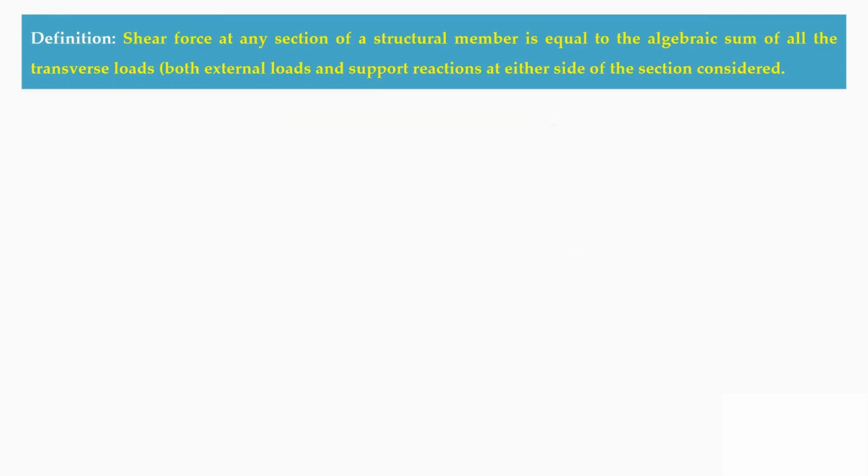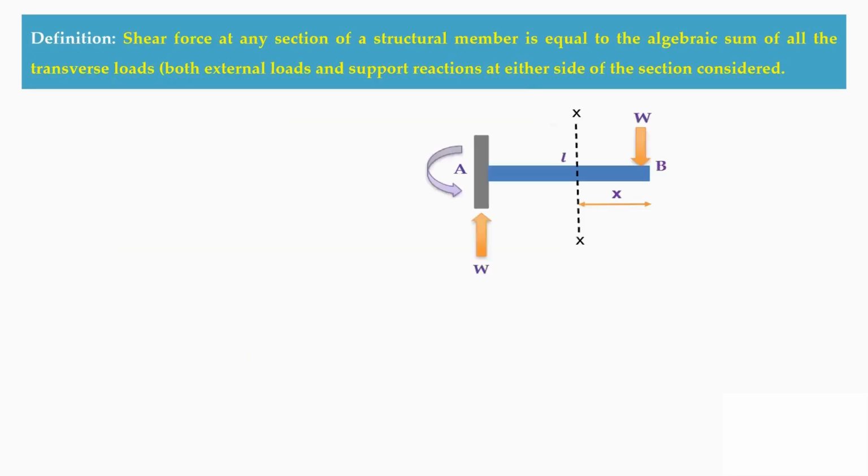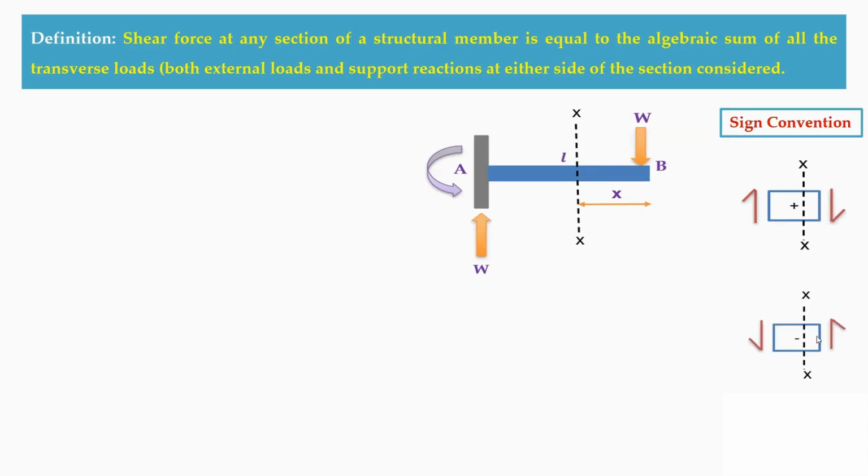So here the transverse loads means, at that section when we cut, the summation of both the external loads as well as the support reactions at either side of the section is going to be considered. Now, for example, if you just take a cantilever beam, which is having a section X from the free end. So now the sign convention here: this is a positive shear which is of clockwise direction, and this is a negative shear which is of anti-clockwise direction.